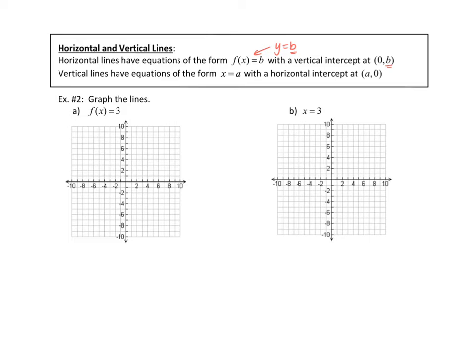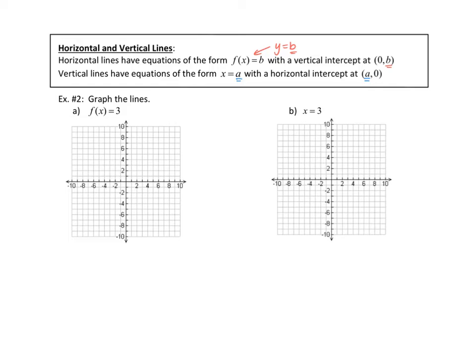A vertical line will have an equation that has just an x in it, and it will have a horizontal intercept, and the value from our equation will show up in that horizontal or x-intercept, and it will not have a vertical intercept. Let's look at graphing one of each of these.